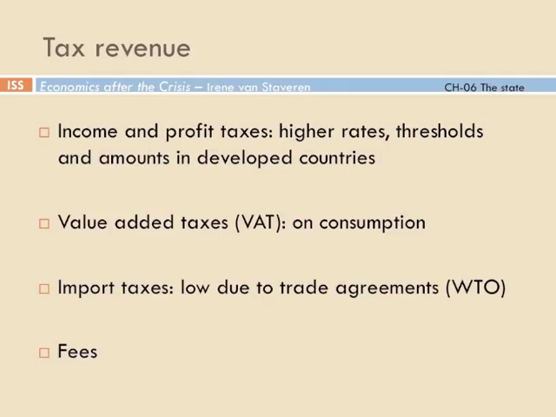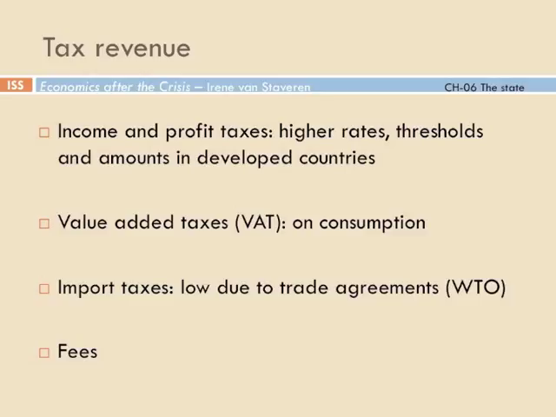There are four sources for tax revenue. First, the biggest one, income is taxed, earned by individuals, but also profit taxes, the profit earned by firms. Second is the value-added tax or sales tax. That is the tax we pay when we buy something. It's tax on consumption.